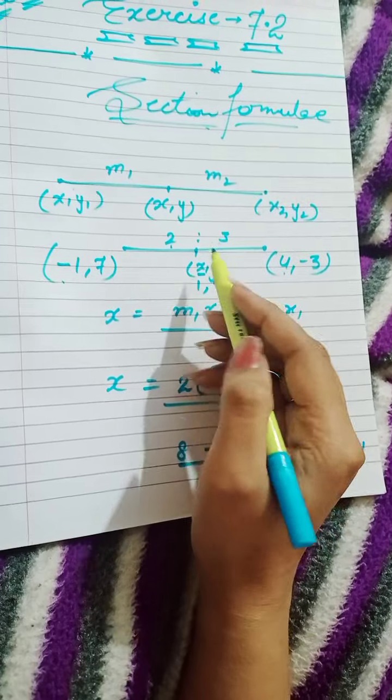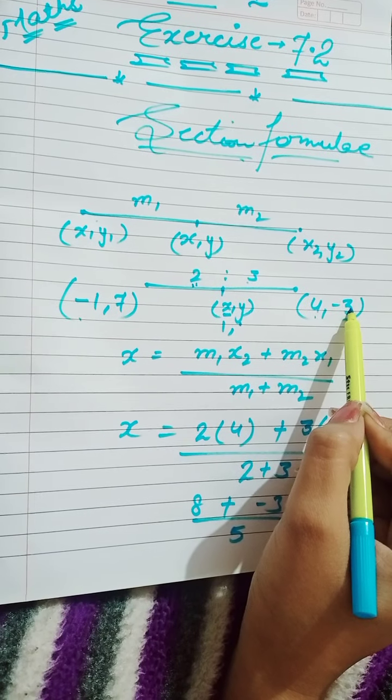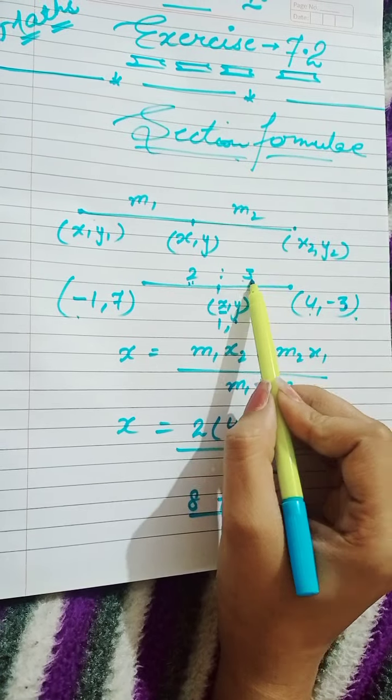So what would be the value of y? For this you have to multiply m1 with y2 and m2 with y1. So to find the value of y, m1 into y2, it would be 2 into -3, -6, plus 3 into 7, 21, divided by 2 plus 3. So value of y would be 15 by 5. y would be 3. Okay. So this would be the answer, that is (1, 3).